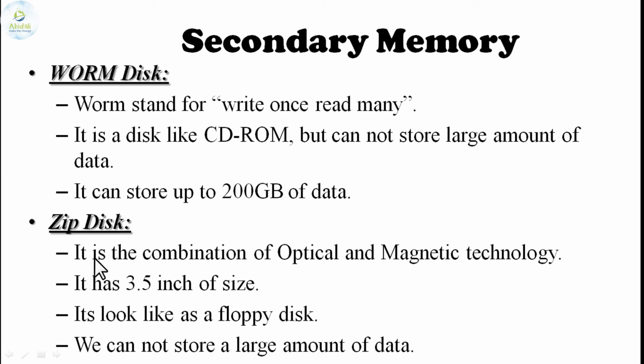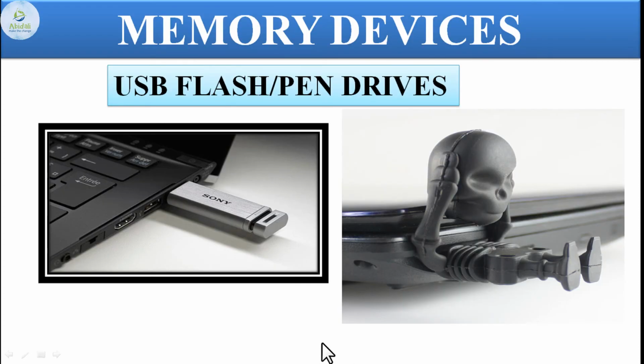Then the zip drive, a combination of optical and magnetic technology, has a size of about 3.5 inches and looks like a floppy disk, but it can store a larger amount of data compared to the floppy disk. We also have USB flash storage devices, or the pen drives that you have commonly seen.